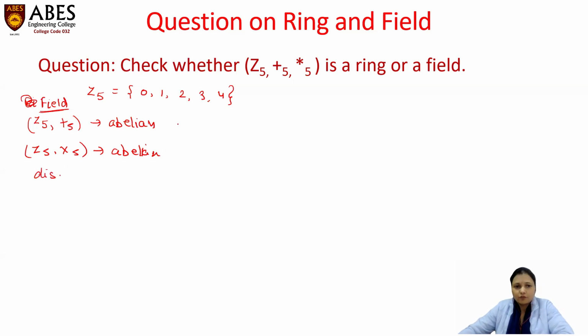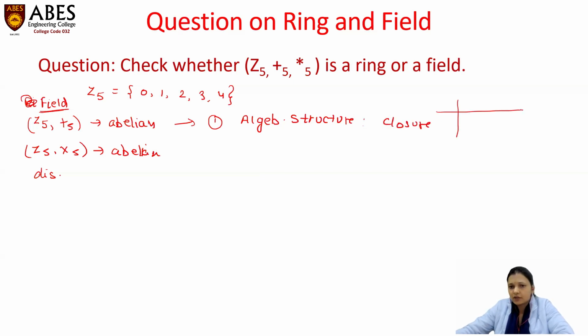So I will check the first case, Z5 with addition modulo 5. First I will check whether this is an algebraic structure or not. For an algebraic structure, this structure should satisfy the closure property. To check whether this structure satisfies the closure property, I have to draw the closure table.